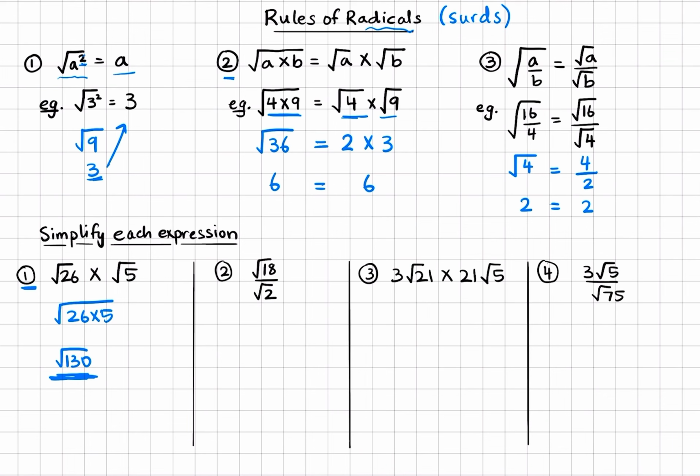Alright, next one. Square root of 18 divided by square root of 2. Again, we can't square root any of these numbers separately. So let's bring them together under one square root using rule number 3. 18 divided by 2. Now we can divide 18 by 2. And 18 divided by 2 is 9. So we get the square root of 9. And the square root of 9 is just 3. So we get 3.